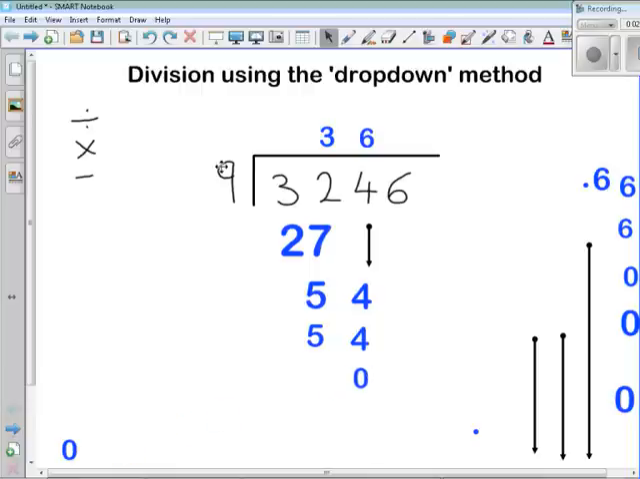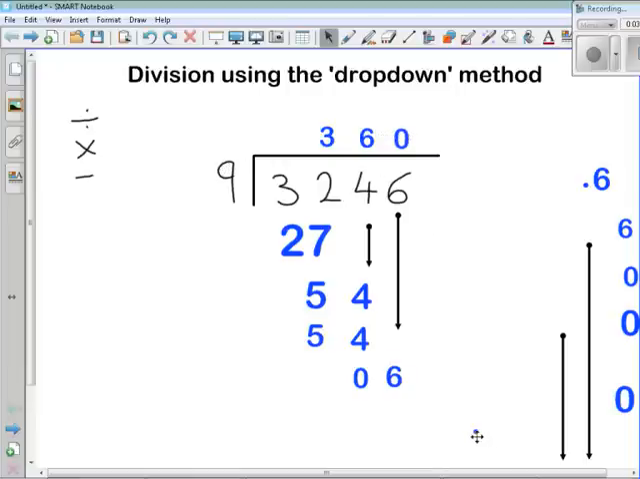Okay. 9s into 0 won't go, so we need to drop down the next number along. In this case, it's the 6. There's my arrow. Grab my 6. Okay. Now, can we divide 6 by 9? No, we can't. So that means there are no 9s in 6.